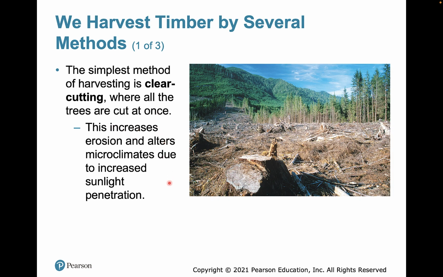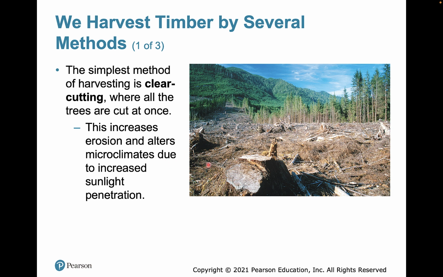So there's a bunch of different ways to harvest trees. The simplest, easiest, and cheapest method is clear cutting. They have these huge industrial saws, right, attached to a tractor, and they go into the forest and they just cut all of the trees down in a huge swath, and that's what you can see here. All the trees are cut down at once. When this happens, you wind up increasing erosion because you're cutting down a whole bunch of trees in one area.